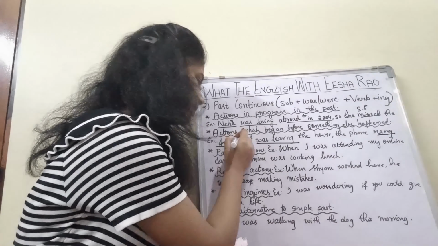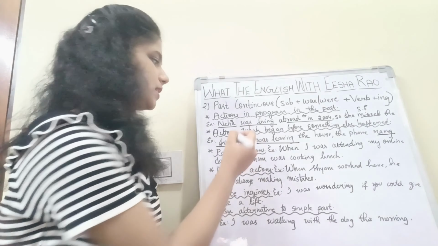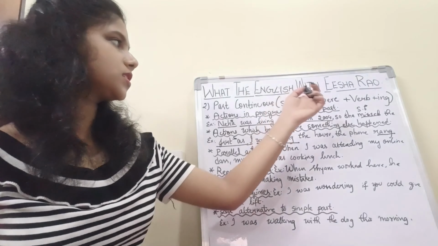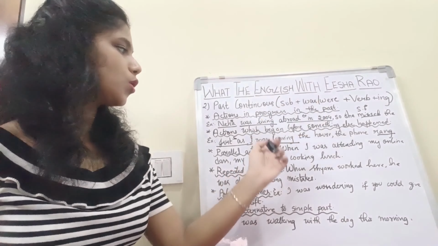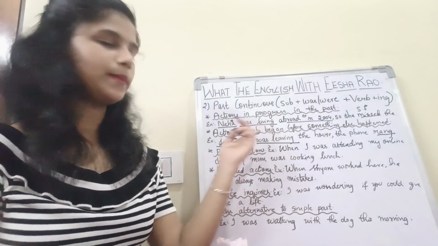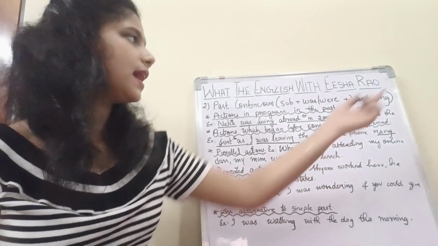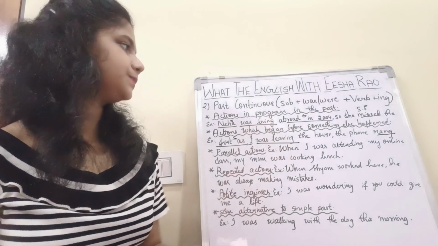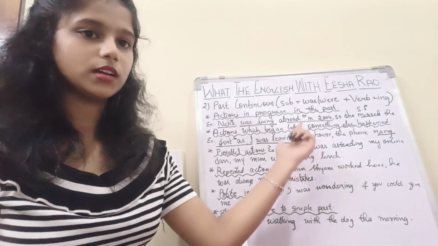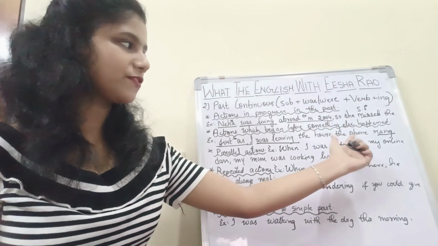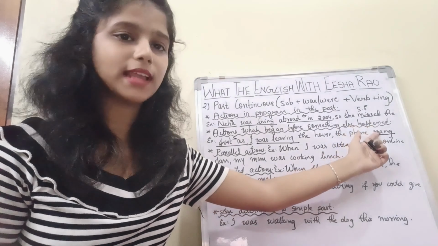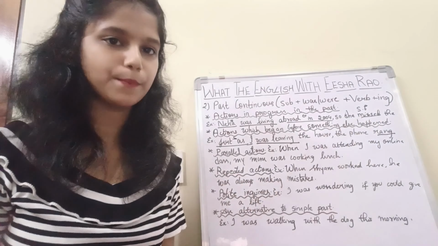Just as I will be the subject. Was leaving is from the formula was. Leave will be the verb and ing is added here. Next, looking at the continuation of the sentence, the phone rang. Rang will be the simple past.